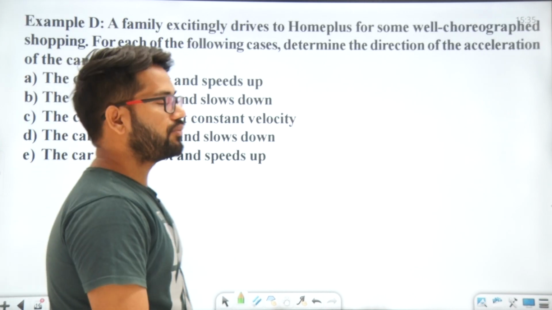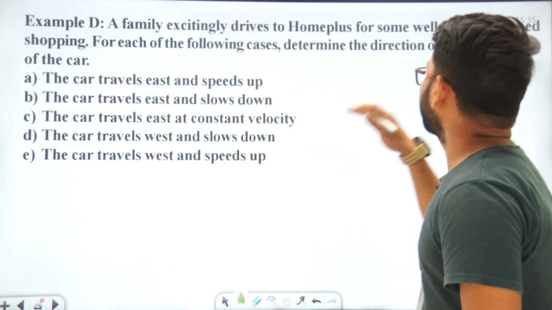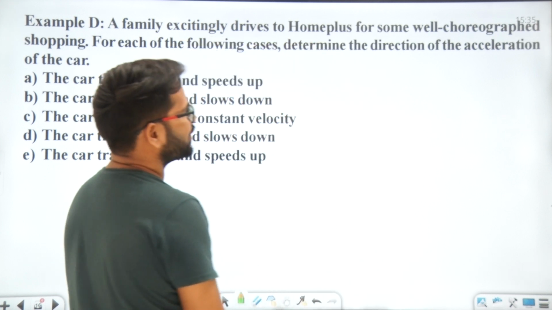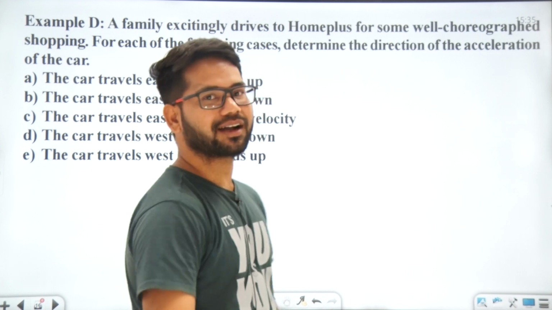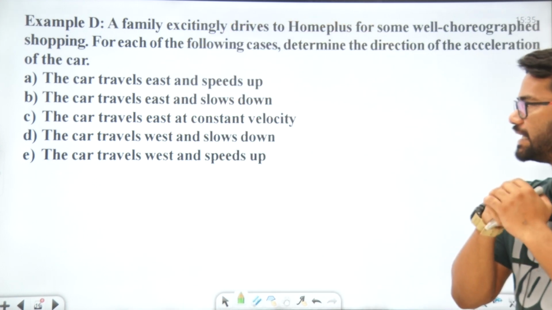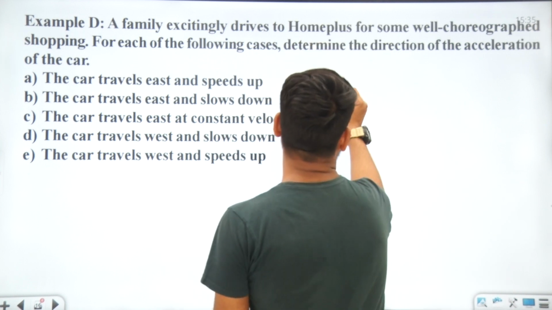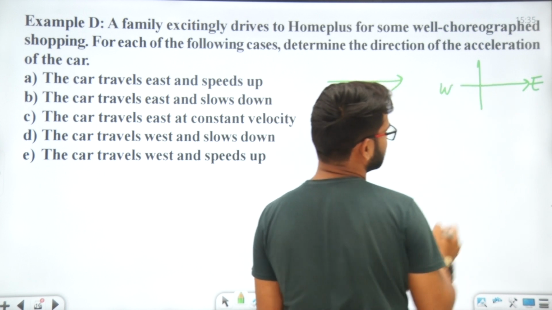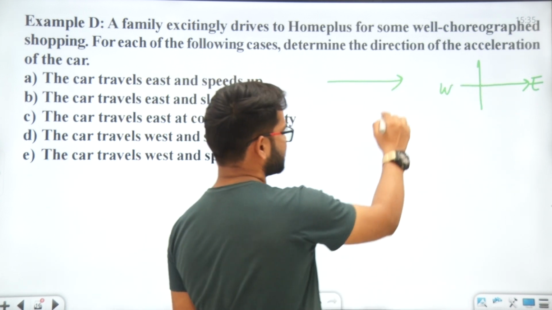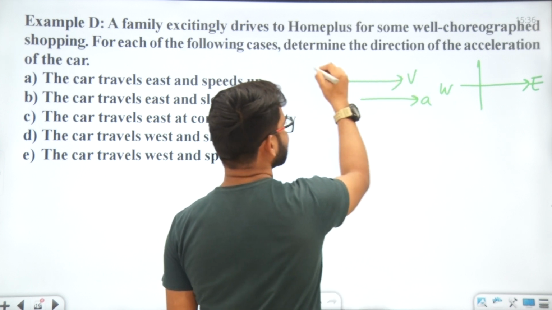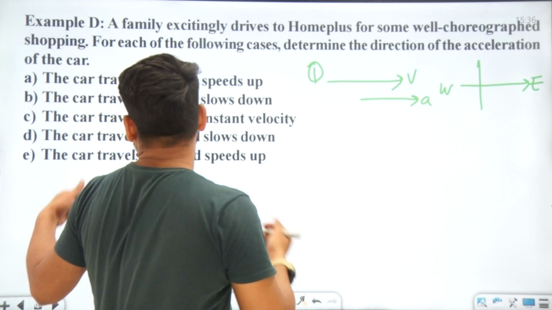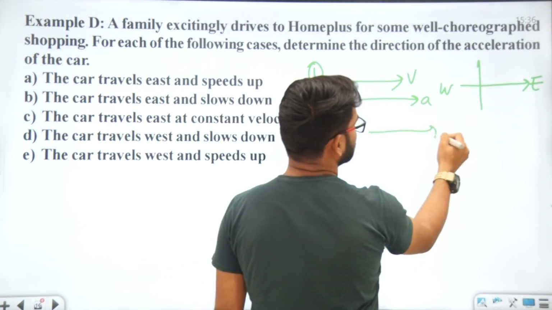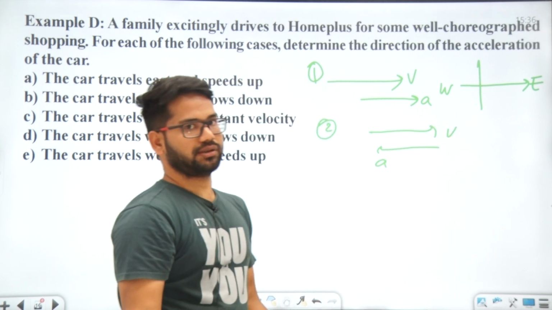Let's take an example for this. A family drives to Home Plus for some well choreographed shopping. For each of the following cases, determine the direction of the acceleration of the car. First situation: car travels east and speeds up. So if it's moving, let's take this as east and this as west direction. If it's moving in east direction and speeding up, that means acceleration will be in the same direction, eastwards. Car travels east and slows down, so acceleration will be westwards.